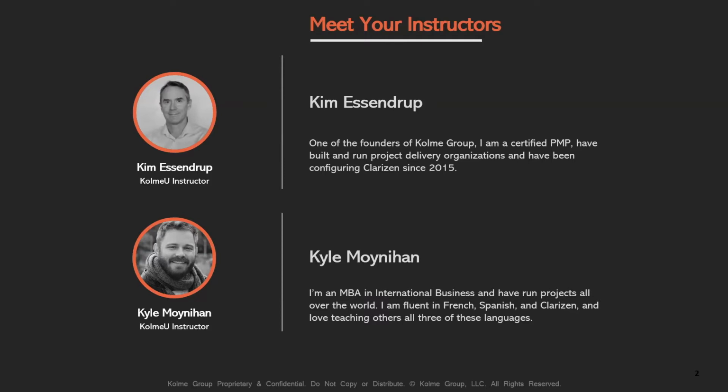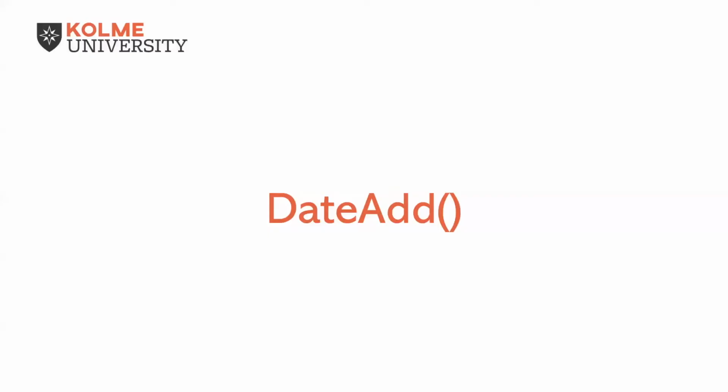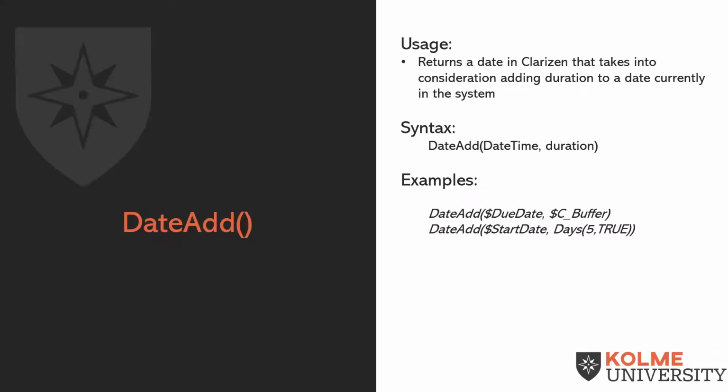Great, Kyle. What are we going to cover today? Today, we are going to be talking about DateAdd. Yay, DateAdd. What does DateAdd do? DateAdd returns a date in Clarizen that takes into consideration adding duration to a date currently in the system.